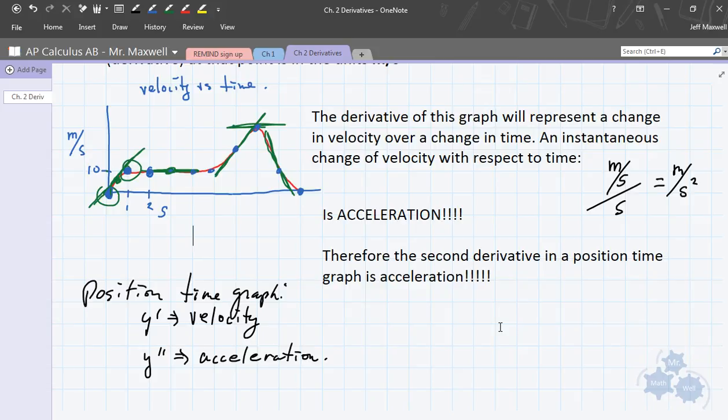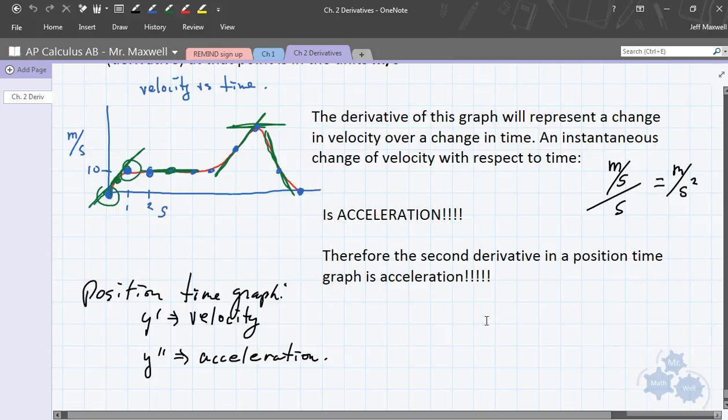First derivative is speed. If my speed is changing, like I'm speeding up, that is, my velocity is constantly changing over time. I am speeding up and it's getting larger. My velocity is getting larger. I am accelerating. That is the instantaneous rate of change of the original rate of change, which is velocity. So acceleration is the derivative of the derivative for a position time graph.